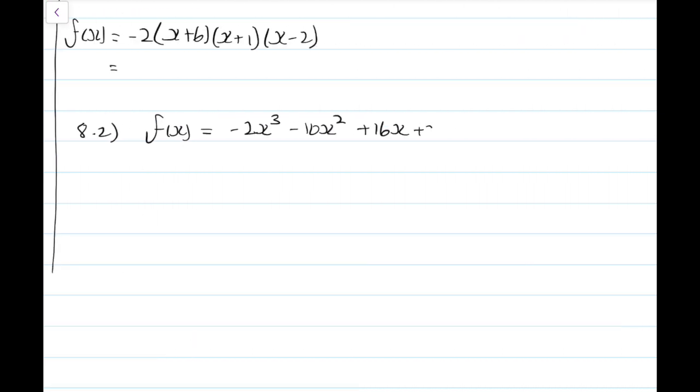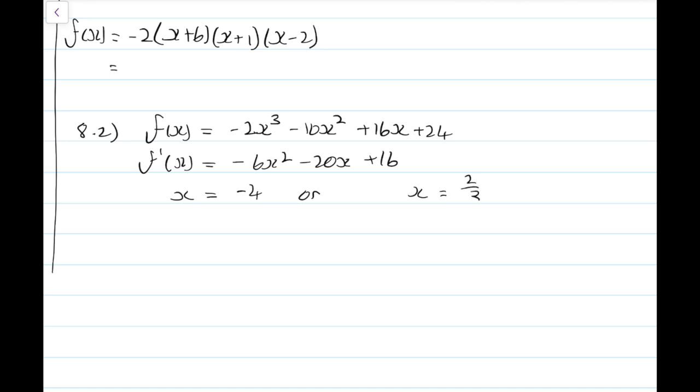So the first derivative is going to be minus 6x squared minus 20x plus 16, equated to 0. We're going to get our x values, and we'll probably get decent x values here. Let me just see on the calculator. So we're going to get this to be minus 4 and 2 over 3.